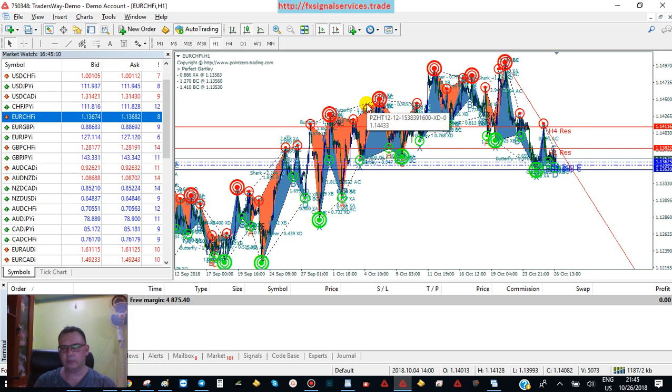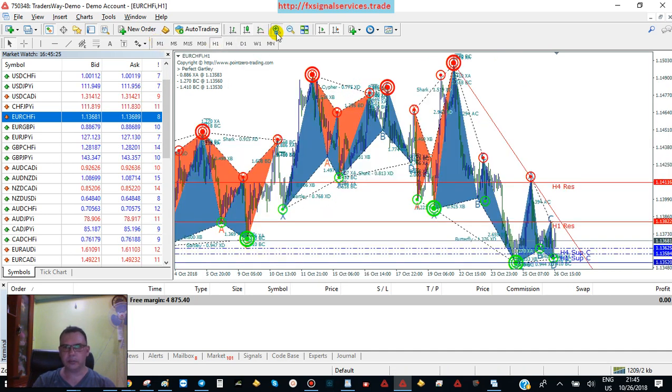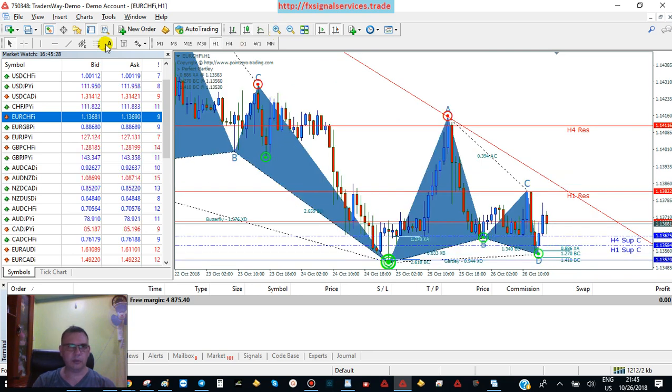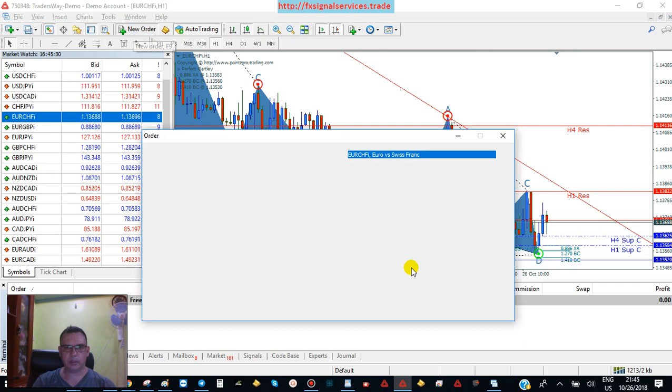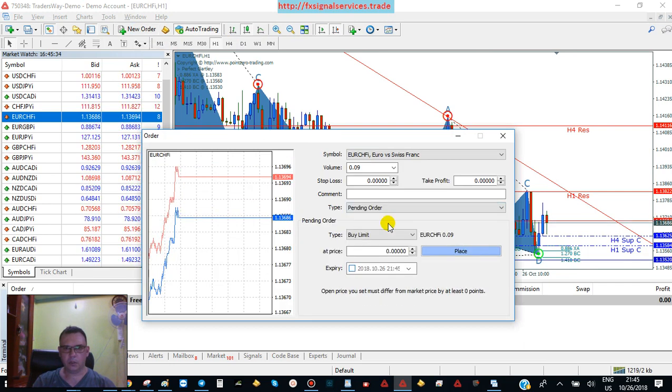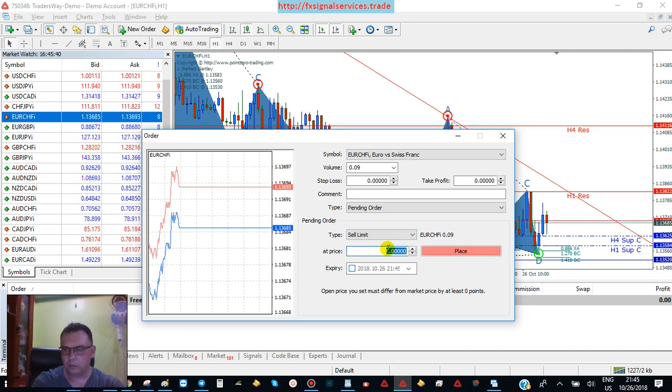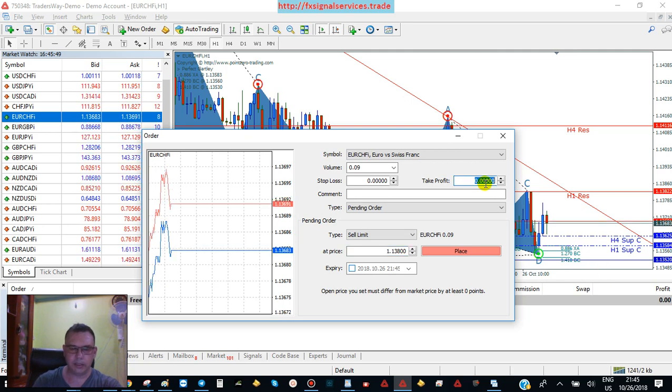Okay, the overall trend in the long term is going to be bullish, I believe, but for right now, today and tomorrow, I think that the next 24 hours it's going to be going down. All right, so let me zoom in a little bit here so you can see. Now what I would do is I would place a sell limit. Watch this. I would place a sell limit right just below the H1 resistance line, so about 1.13800.